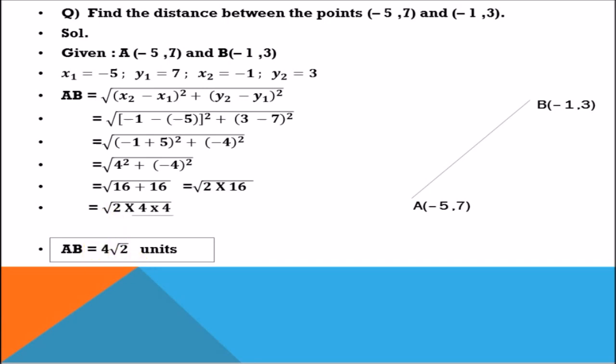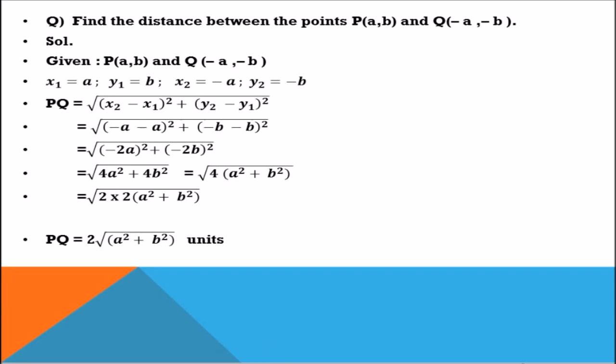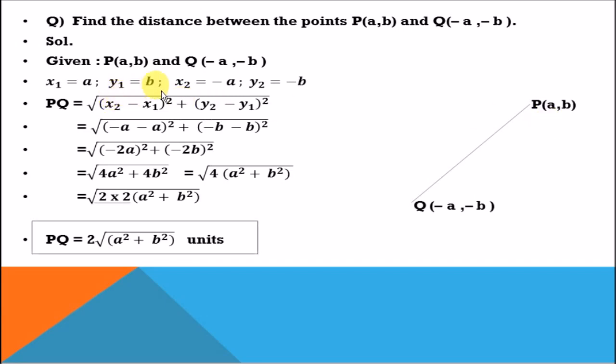On to the next question. The next question is find the distance between the points P(a, b) and Q(minus a, minus b). The question is slightly different. This time around we don't have numbers, we have variables in the coordinates of P and Q. So now x1 is equal to a, y1 equals b from P, x2 equals minus a and y2 equals minus b from Q.